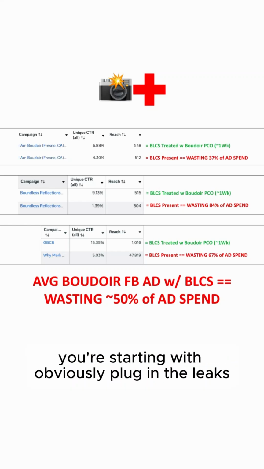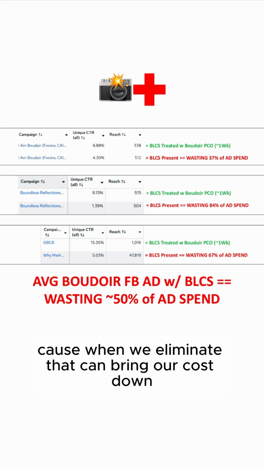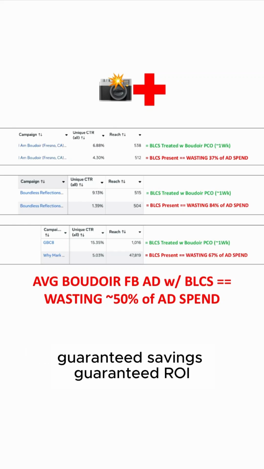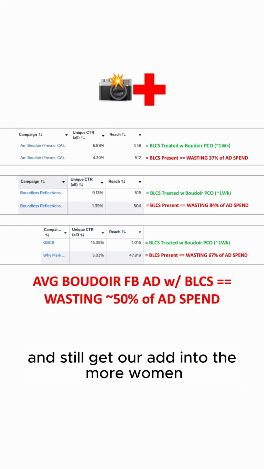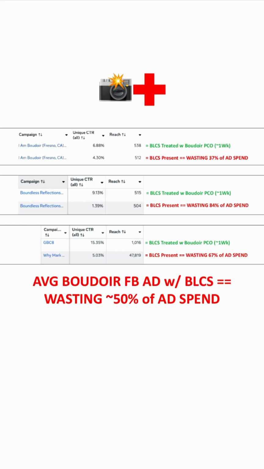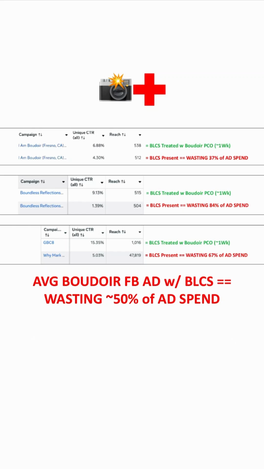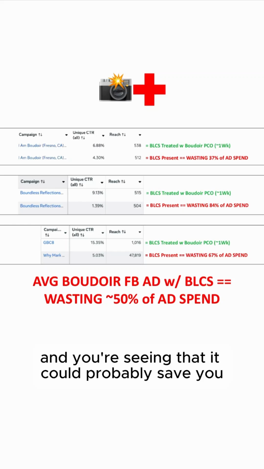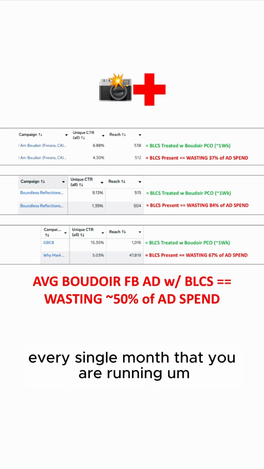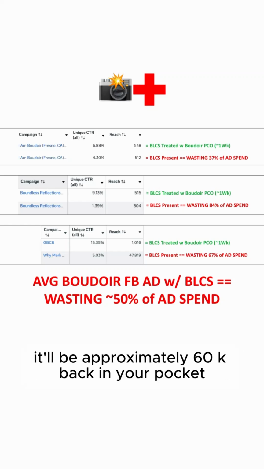You're starting with, obviously, plug in the leaks, plug in the wasted ad spend. I mean, that's the easiest thing, because when we eliminate that, we can bring our costs down, and that's guaranteed savings, guaranteed ROI, and still get our ad into the same number of women's brains at less cost, less spend. And you're seeing what Boudoir Pico has done for other Boudoir Facebook ads, and you're seeing that it could probably put back in your pocket approximately 5K every single month that you are running your Boudoir Facebook ads. So at the end of 12 months, it'll be approximately 60K back in your pocket for no extra effort.